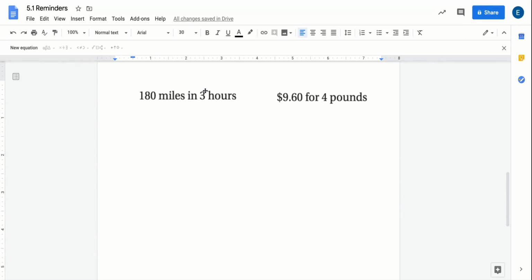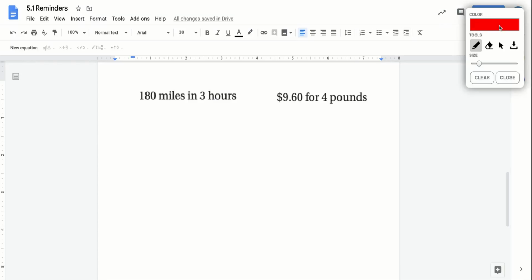So they are asking me how many miles I'd be able to get in 1 hour. So it's 180 miles in 3 hours, but I need to figure out how many miles in 1 hour. So I have 180 miles, MI, in 3 hours. So here we're going to divide. So 180 divided by 3 to figure out how many miles I would get in 1 hour, or 1H. And that would be 60. That's 60 miles in 1 hour if I was getting 180 miles in 3 hours.